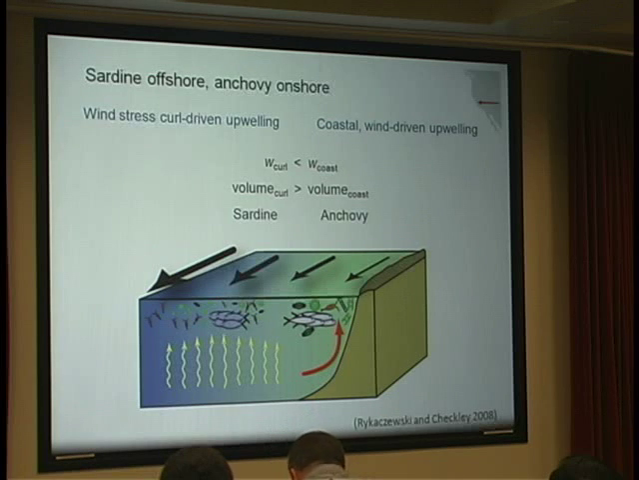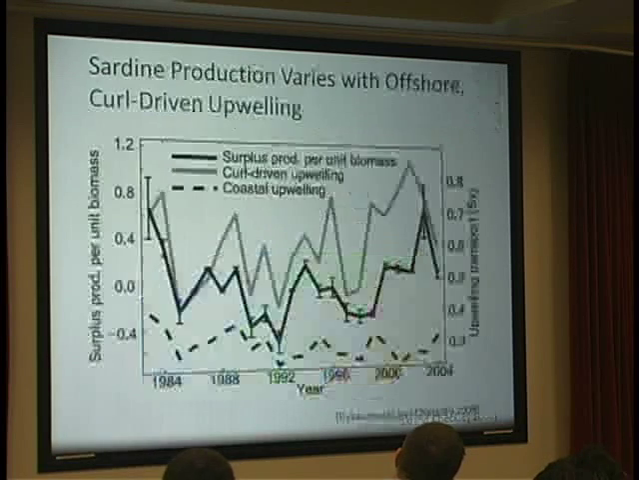And what Ryan shows here is that on the left, the sardine thrive in this curl-driven upwelling environment, whereas anchovy are more apt to be in the coastal wind-driven upwelling period. And this has to do with the rates of upwelling. It's very fast near shore in the coastal wind-driven upwelling, and this causes the plankton to be rather large, whereas offshore the plankton are small. Sardine have small mesh size in their gill rakers, and anchovy have large mesh size, and so they're adapted to these two environments.